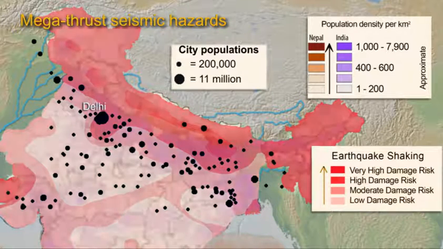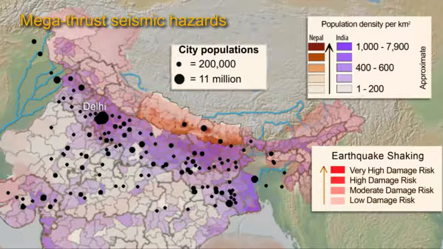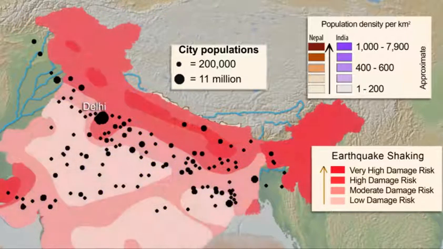Near-boundary cities such as Delhi, with a population of 11 million, may be particularly vulnerable to a megathrust earthquake that ruptures to the surface along the thrust zone. Strong buildings and community planning are essential to hazard mitigation.